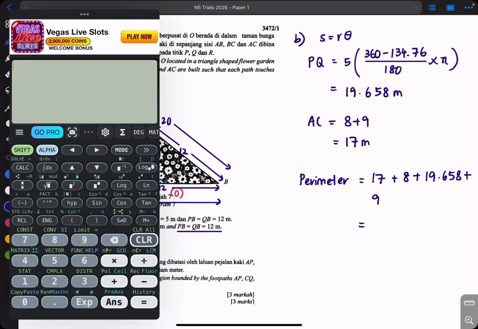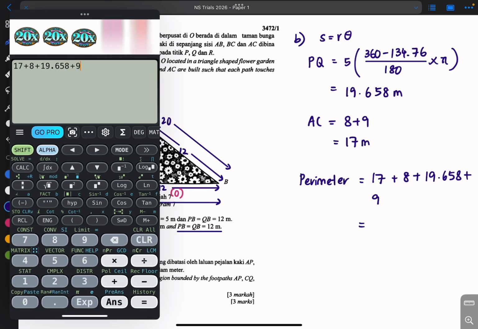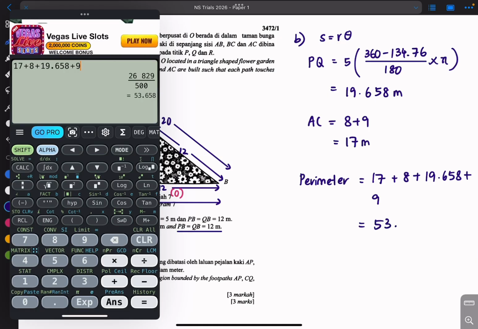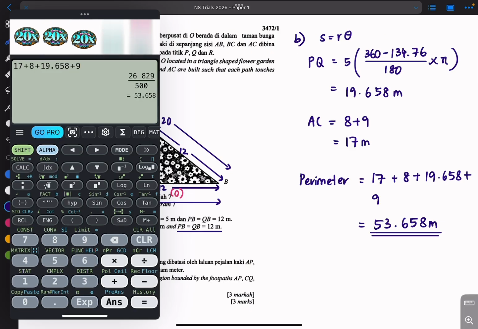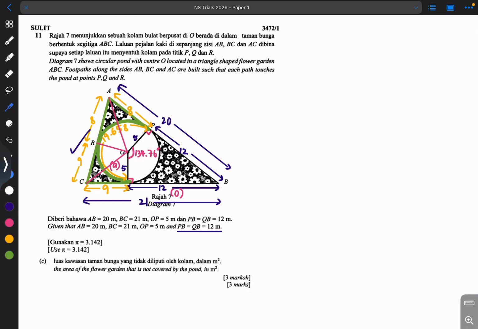So 17 plus 8 plus 19.658 plus 9, we get 53.658 meters. This will be the total perimeter of the region that we are finding. This one, this one, this one, this one plus this one. Done. Right. Next, C. The area of the flower garden that is not covered by the pond.